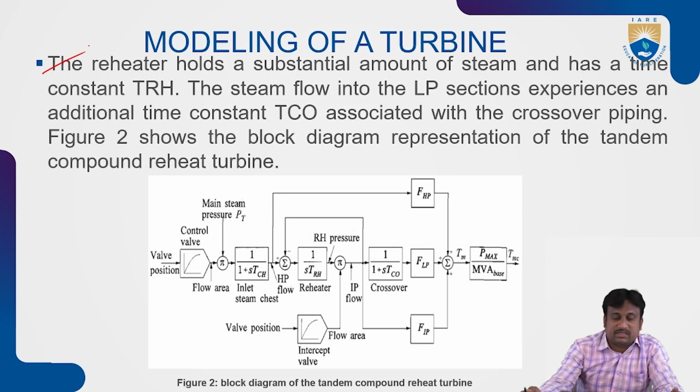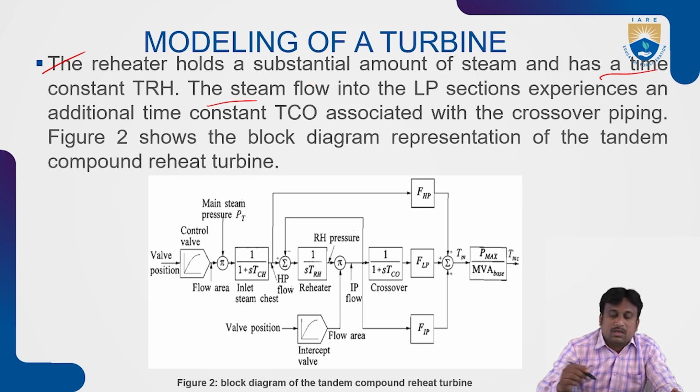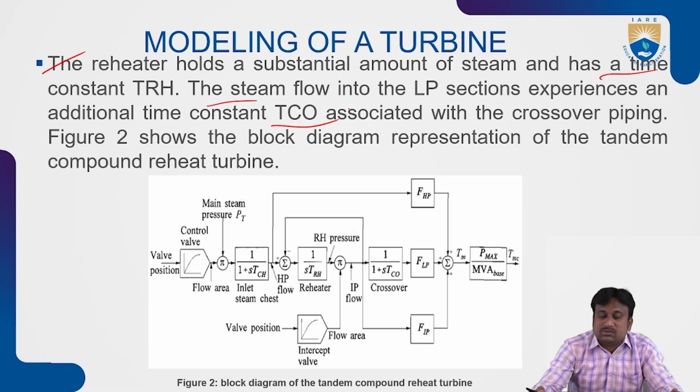Coming to the second section, the reheater holds a substantial amount of steam and has a time constant TRH. The steam flow into the LP sections experiences an additional time constant, TCO, which is associated with the crossover piping. The diagram here shows the block diagram representation of the tandem compound reheat turbine.